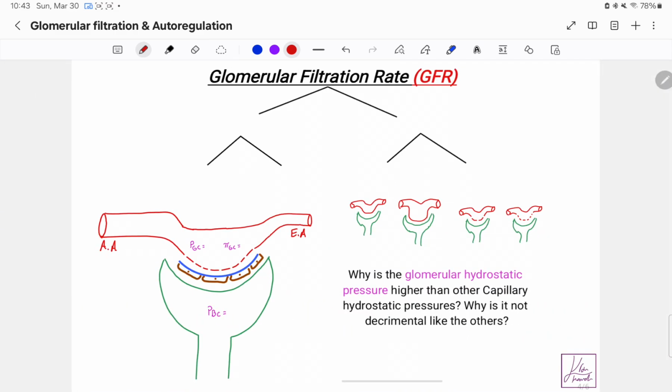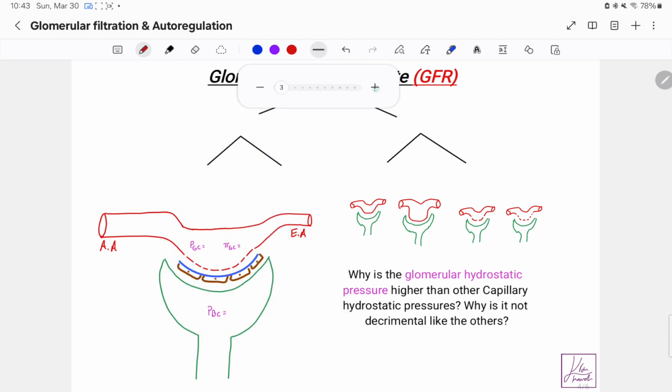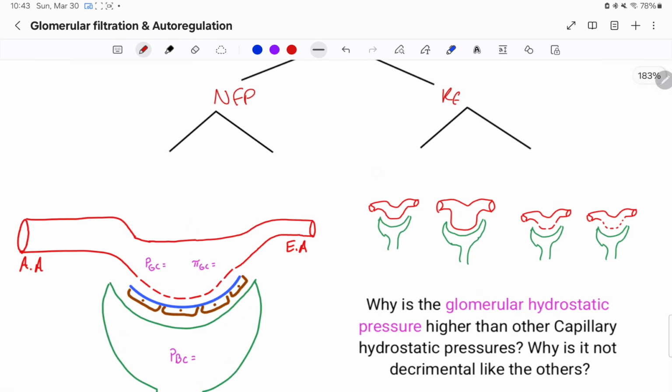But the GFR is mathematically determined by two coefficients, or two variables, if you will. Let's write them like this. One of them, you guys already know, is the net filtration pressure. The other one is this Kf, which stands for the filtration coefficient. Now, the net filtration pressure, as you guys should already know, takes into account the outward pressures and the inward pressures, and it is subtracting them from one another.